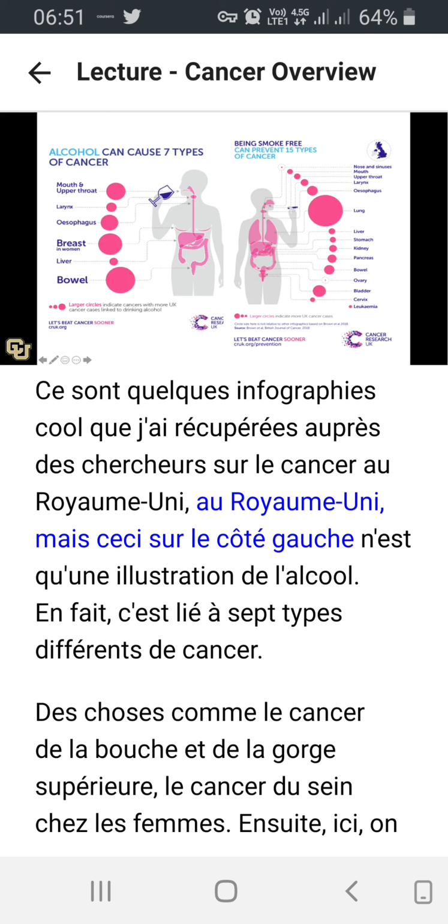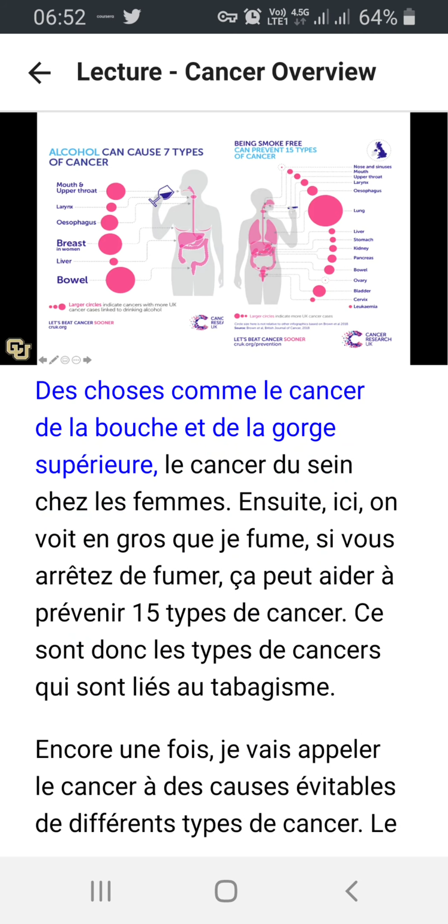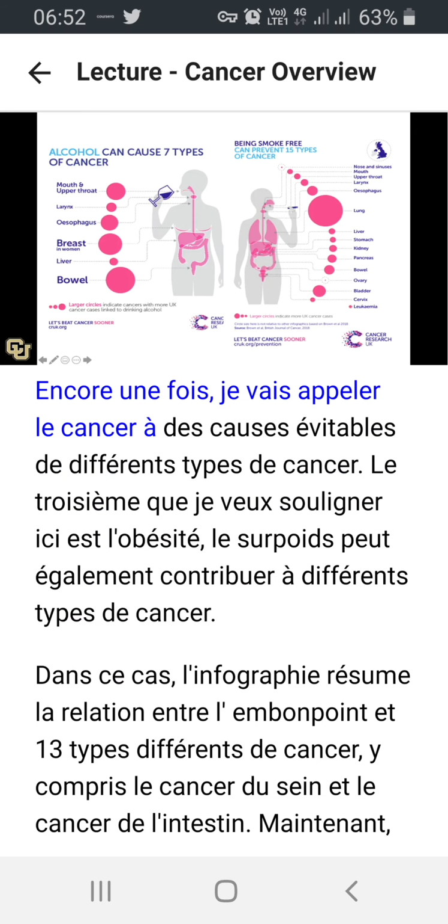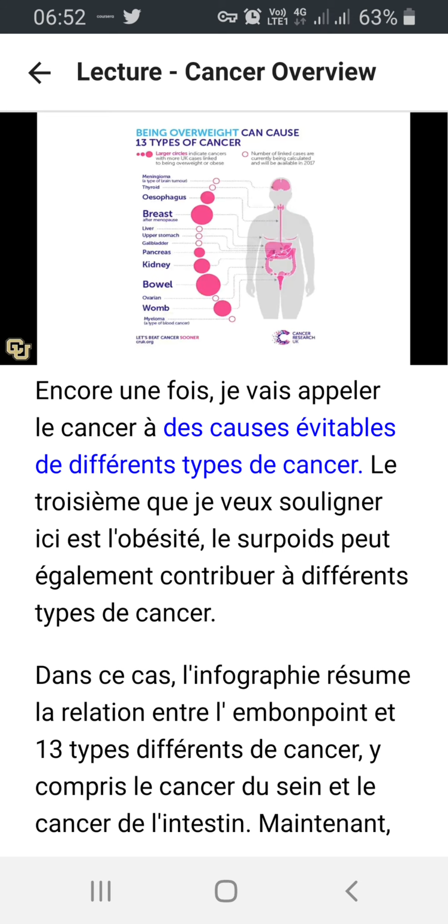But this on the left-hand side is just an illustration of alcohol and the fact that it's linked with 7 different types of cancer, things like mouth and upper throat cancer, breast cancer in women. And then over here, we see basically smoking. If you stop smoking, that can help prevent 15 types of cancer. So these are the types of cancers that are related to smoking. So again, alcohol and cancer, 2 preventable causes of different kinds of cancer.